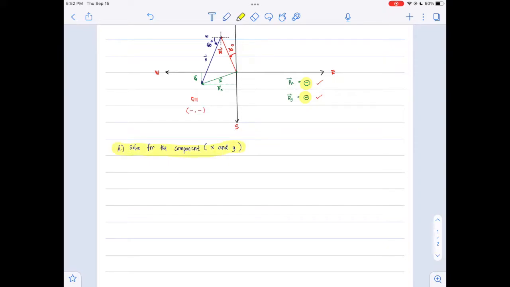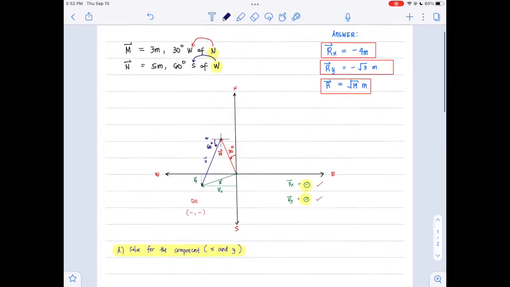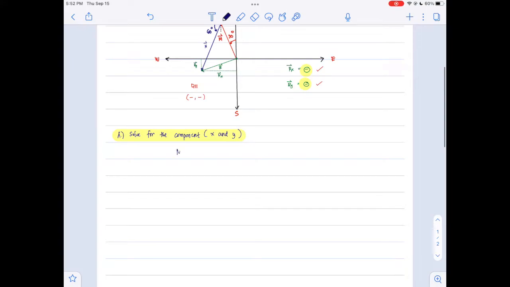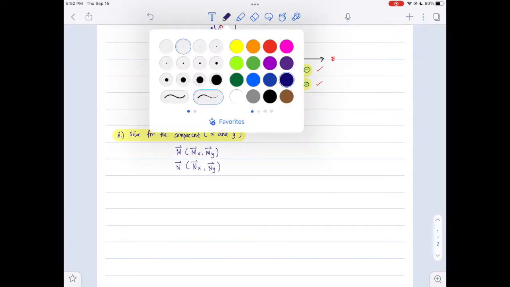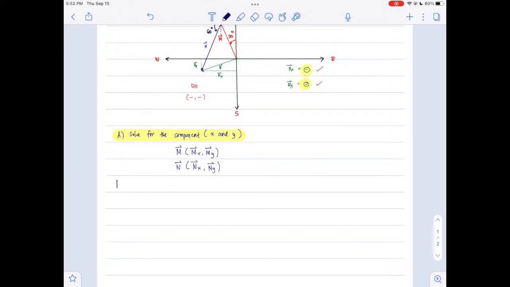So, for that component, and since you have vector, ganito man kay duha ka vector, no? You have vector m. That means to say you are going to find m sub x as well as your m sub y. And since you have other vector n, mangitaon sab nimo si n sub x ug si n sub y. Okay, so let's start with the first vector. For m sub x.